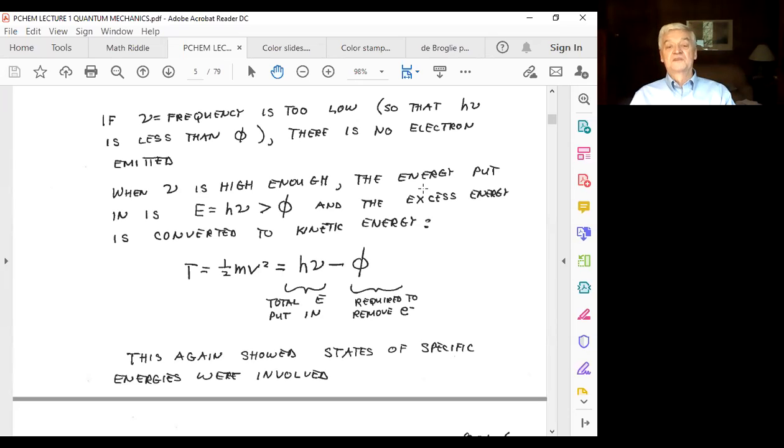There are a couple of questions. Does the metal affect the frequency threshold? And the answer is, of course. Potassium had its own one.